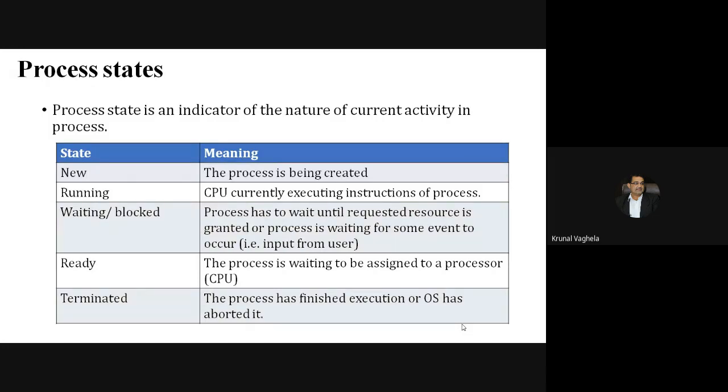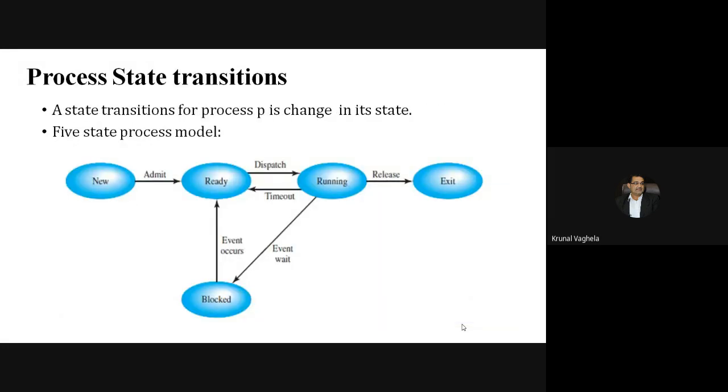So these were the 5 states: new, when the process is created; running, when the process is using the microprocessor or CPU; waiting or blocked, that means the process is waiting for some event to occur, right? Either input from the user or output. Ready, when the process is waiting for the CPU, ready to get executed; and terminated means the process has finished the task or the OS has terminated the process due to any reason. So these were the 5-state diagram.